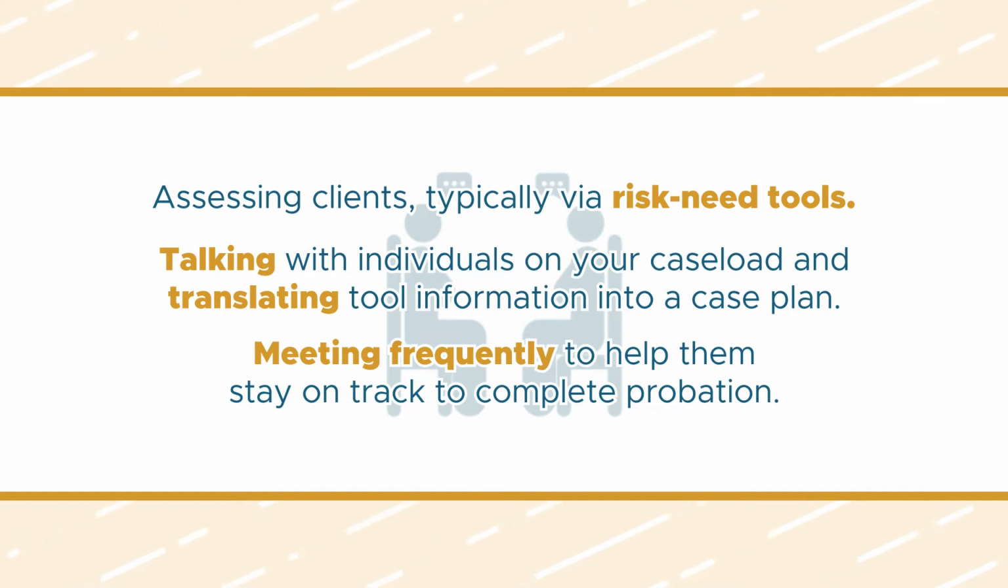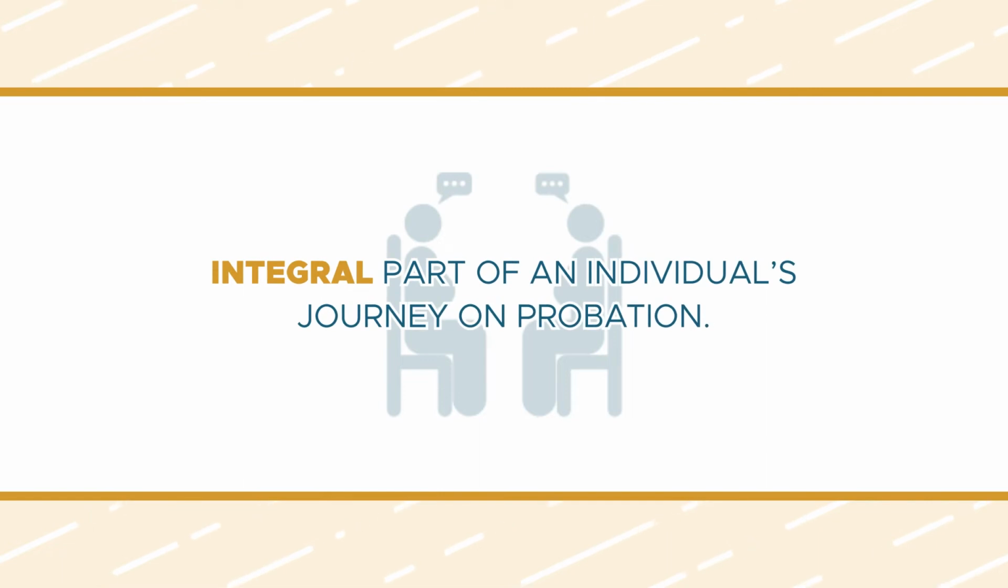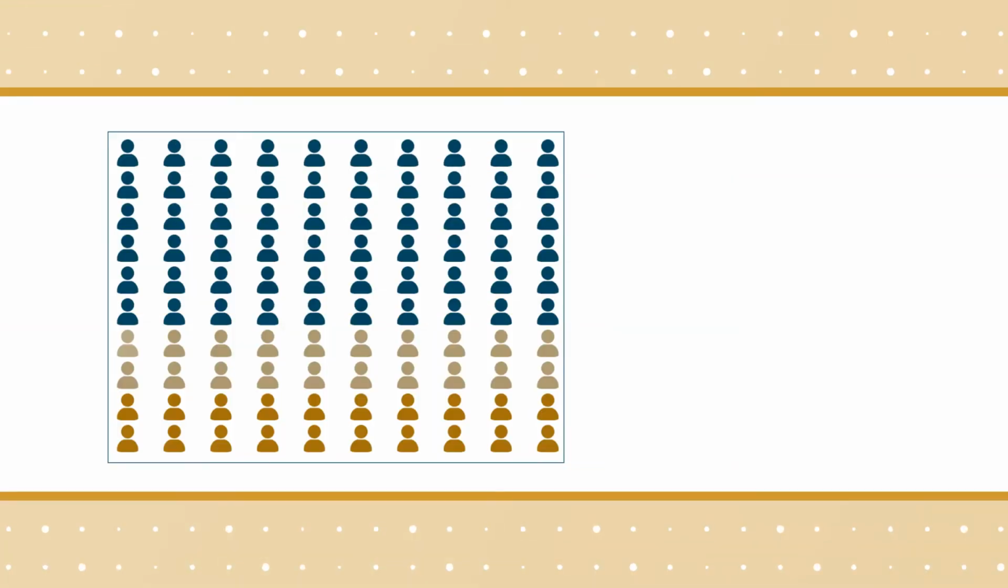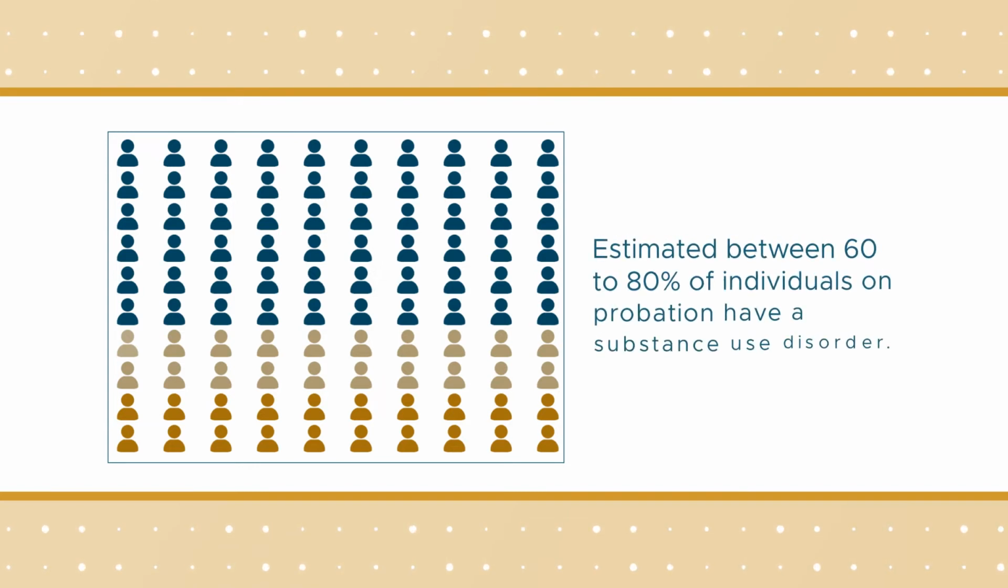Although we recognize there are a lot of barriers out of your control to doing this work well, there are still several components that are under your purview that make you an integral part of an individual's journey on probation. As you've learned in earlier modules, substance use disorder is a critical concern for many people on community supervision. Researchers estimate nearly 60 to 80% of individuals on probation have a substance use disorder.